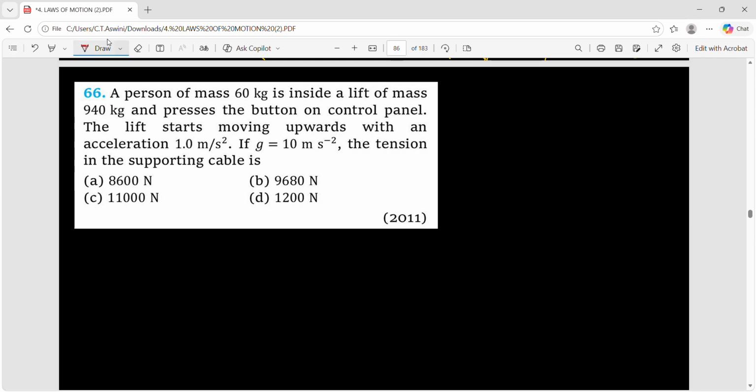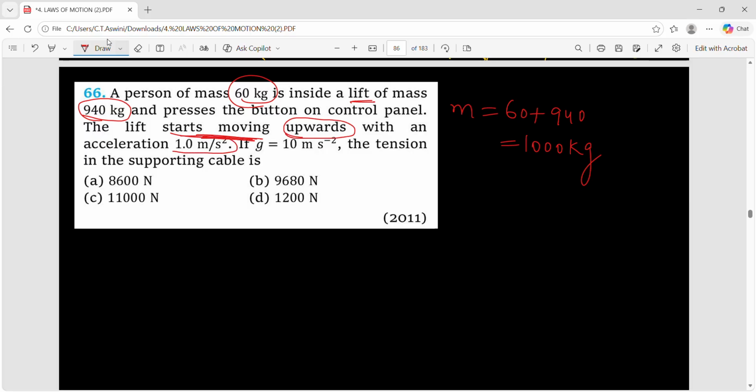A person of mass 60 kg is inside a lift of mass 940 kg. So what is the total mass here? Person mass is 60 and lift mass is 940. So total it is 1000 kg. Presses the button on the control panel. The lift starts moving. So the lift is moving. So this is which frame of reference? This is a non-inertial frame of reference.